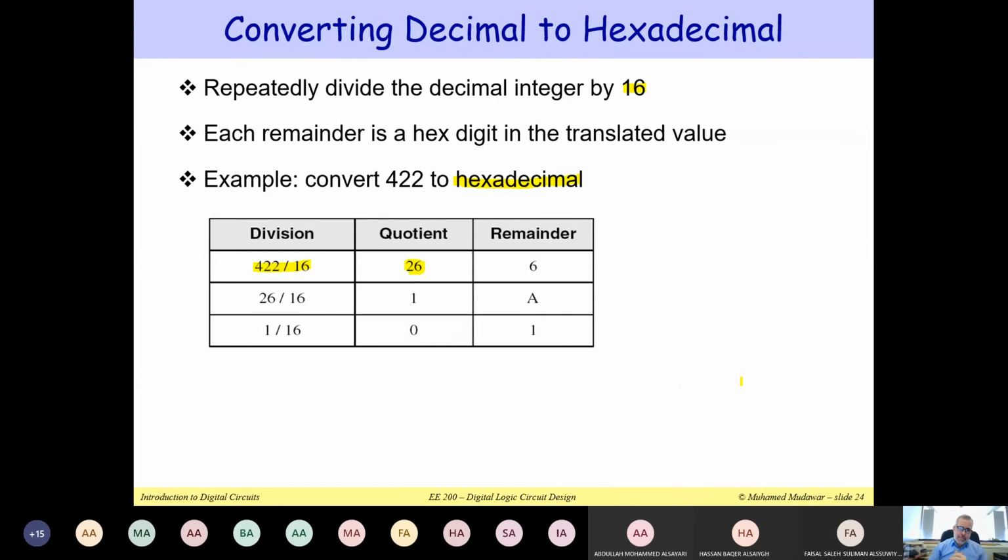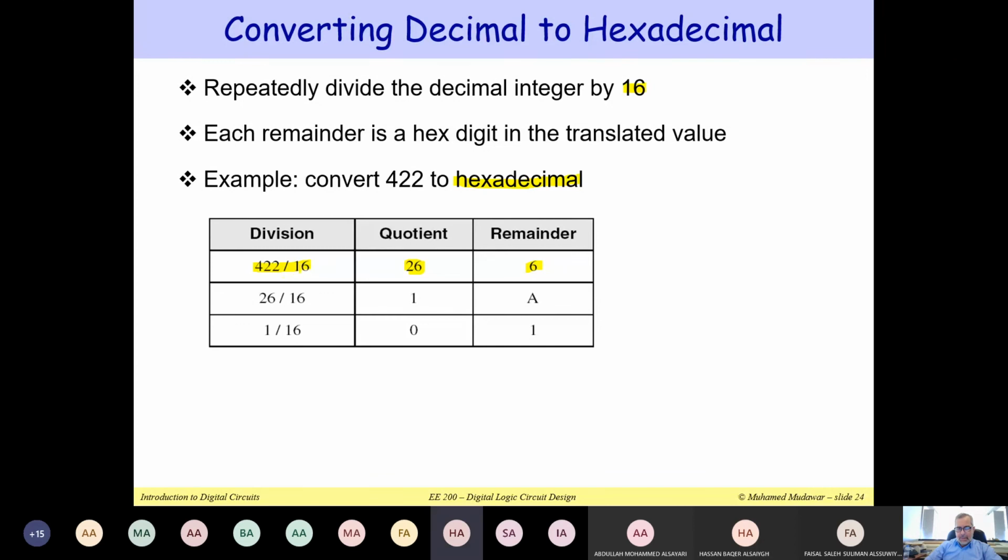Now 26 multiplied by 16. Anyone has a calculator? What is 26 multiplied by 16? Quickly. 416. Type 422 minus 416. What do you get? 6. You get the remainder, which is 6. So therefore, when you subtract 422 minus the 416, you get the remainder, which is 6.